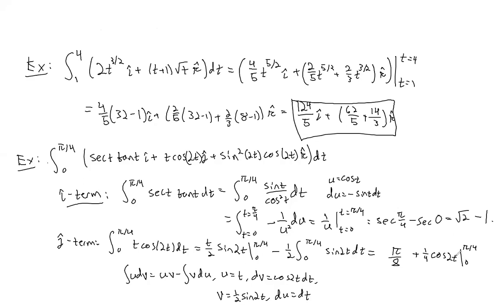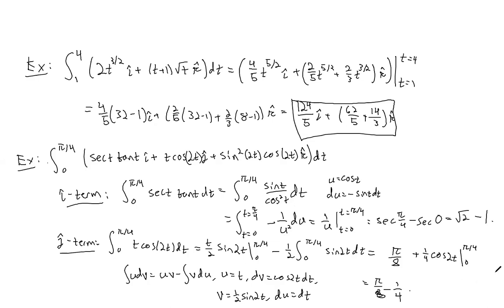Plus 1/4 cosine 2t, evaluated at pi over 4. Now, cosine of pi over 2 is 0, so that just becomes pi over 8 minus 1/4. So that's the j term. You have to do that one by parts. Obnoxious? Not terrible.